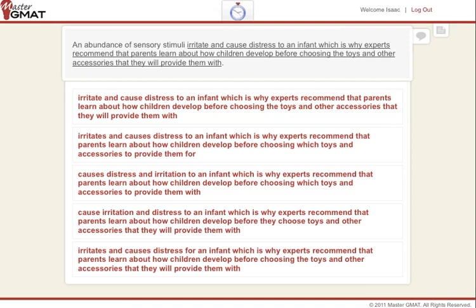Hi there. We are looking at a sentence correction question from MasterGMAT. And of course, as usual, if you want to try it, you can pause the recording and unpause it when you are ready. And for those of you who want to try it, go ahead and pause the recording now.